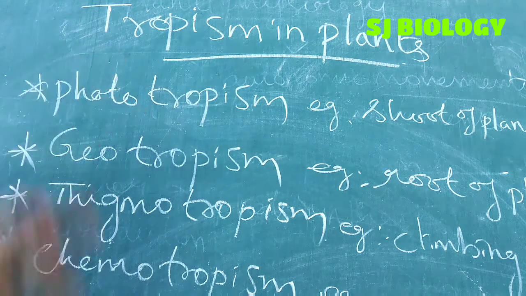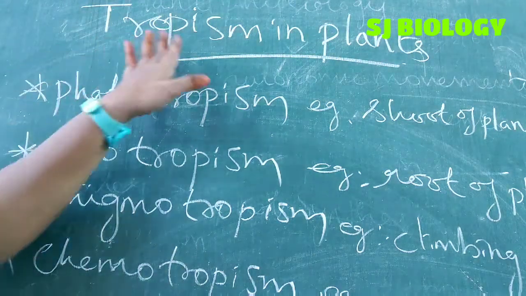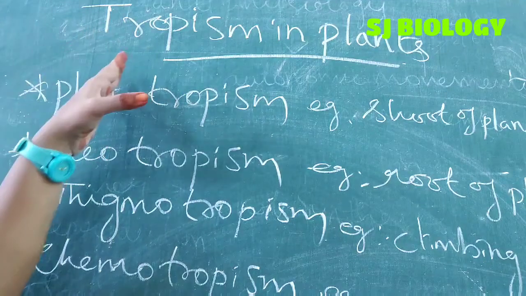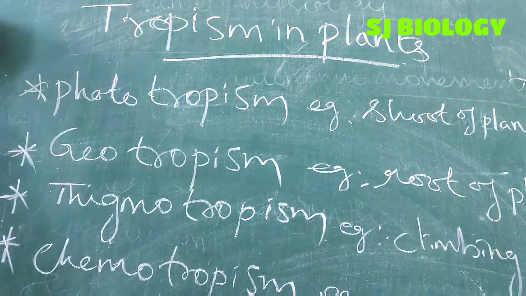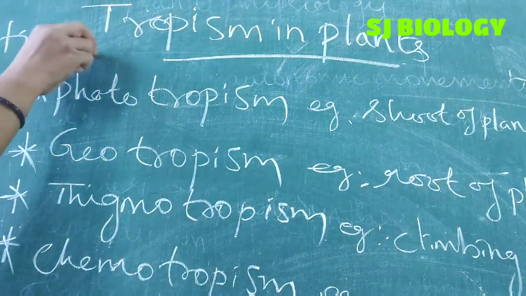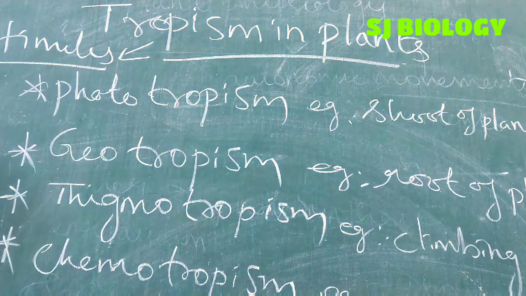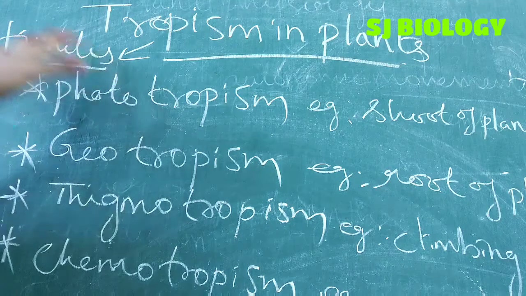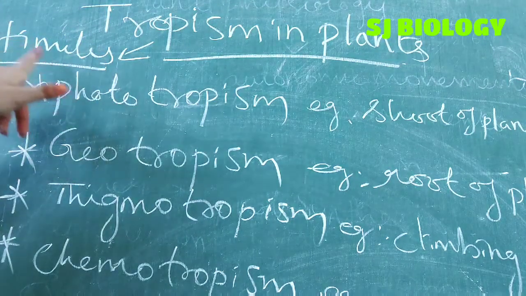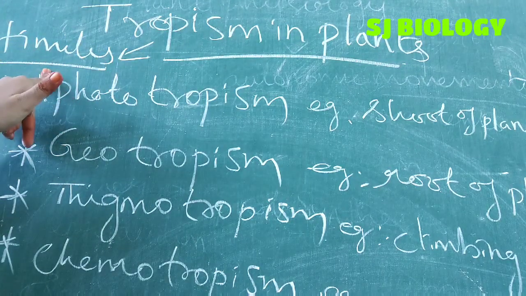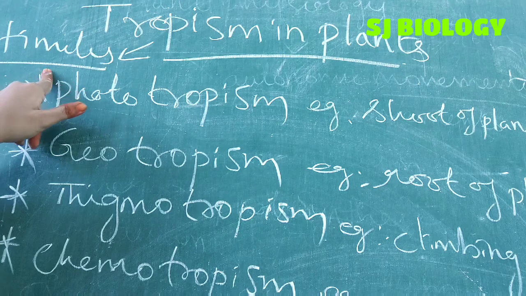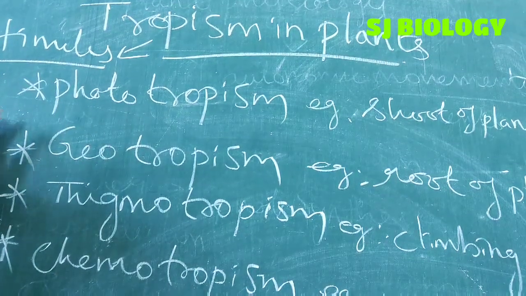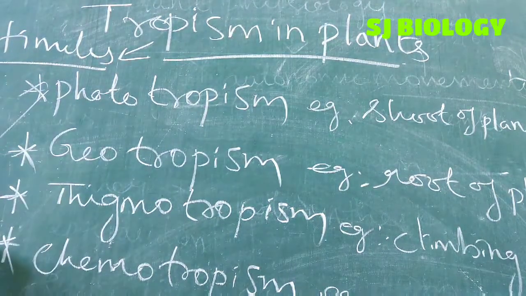Okay, now we are going to learn about tropism in plants. So tropism is a unidirectional movement of a whole plant part towards the direction of a stimulus. So tropism means what? A unidirectional movement of a plant part towards the direction of an external stimulus like light, water, gravity, temperature and so on.